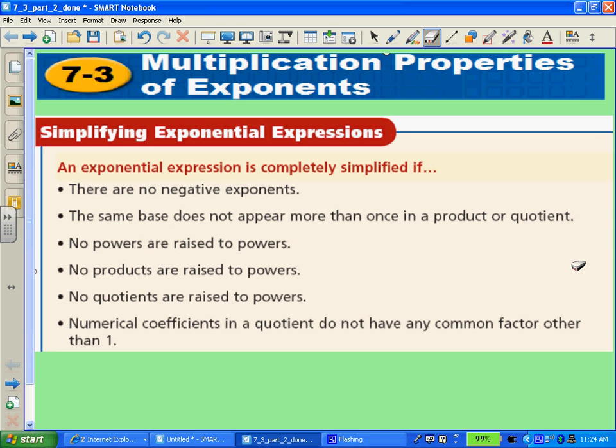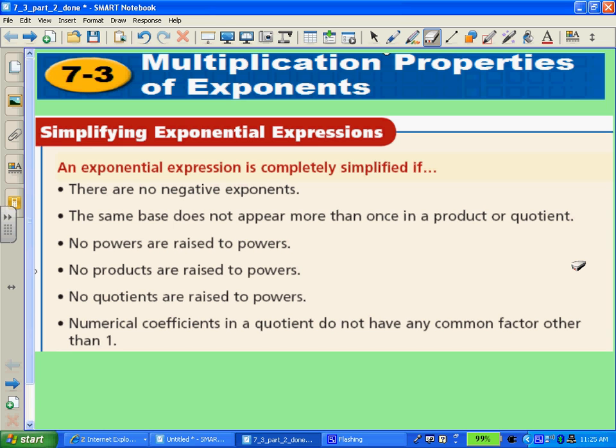And this list here is everything that has to be true in order for something to be considered simplified, and that's what all these rules are used for. So first of all, there can't be any negative exponents, and that's what we were working on back in 7-1 with getting rid of negative exponents. You can also not have the same base appear more than once in a product or a quotient, and we're going to be learning some rules today to help with that.